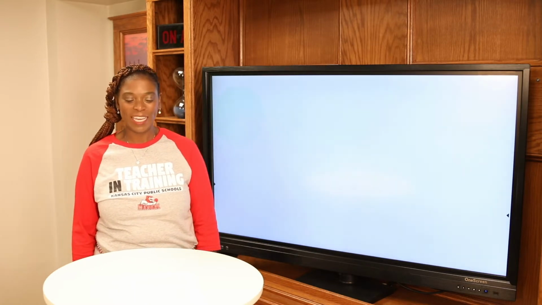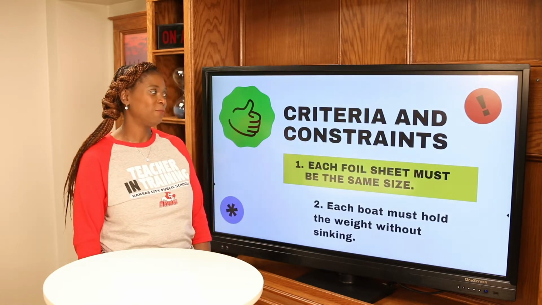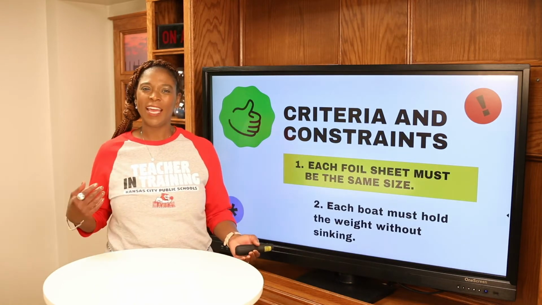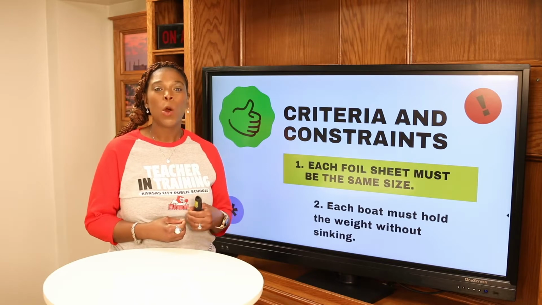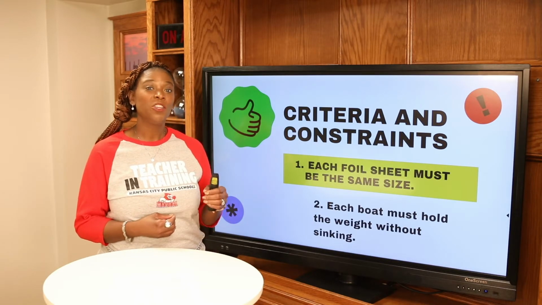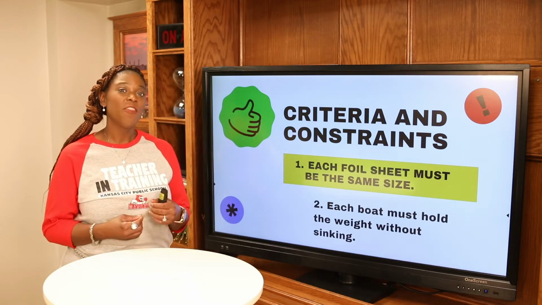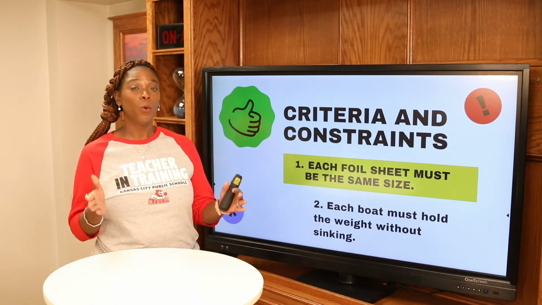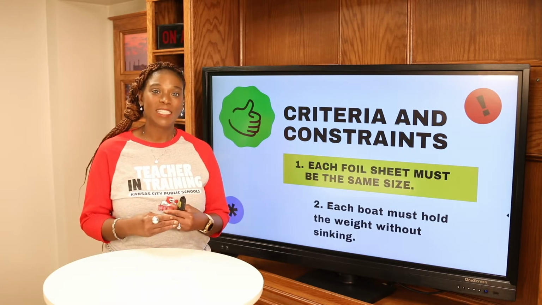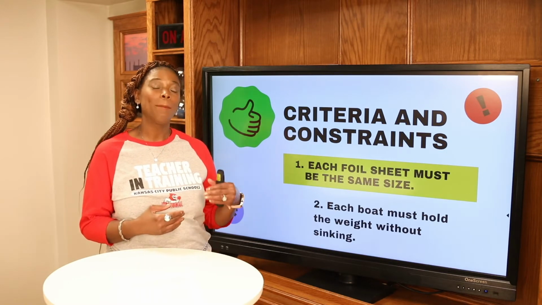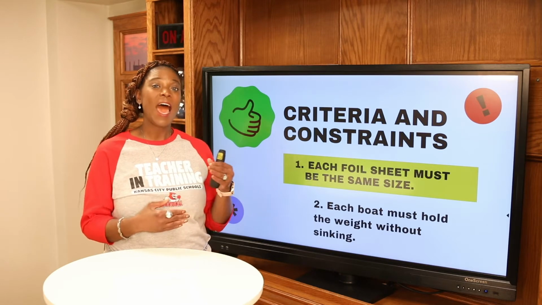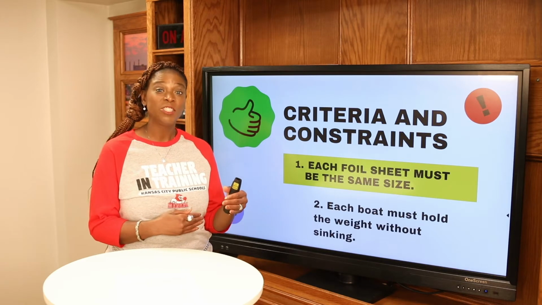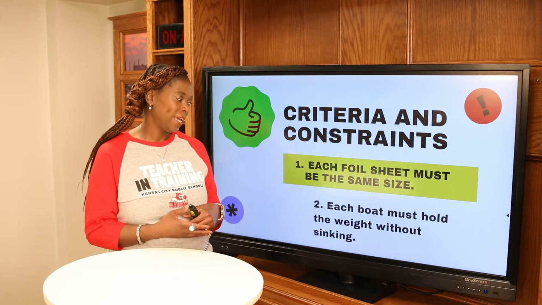Let's take a quicker look into our lesson. Get ready to learn. Our criteria and constraints are as follows. Criteria and constraints. What do I mean by that? What I mean by criteria, when you start to do this project, there are certain things that you're going to want to think about. For one, our foil sheets are going to all need to be the same size. That way, if you replicate the project, you can see how it may be differentiated based on using the same size sheet and folding it in different ways.